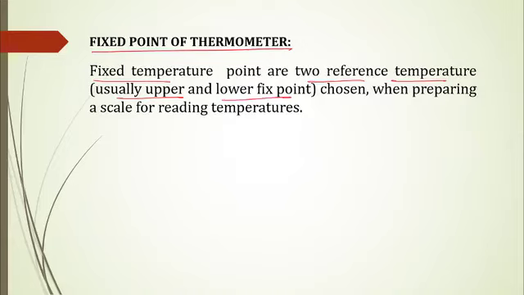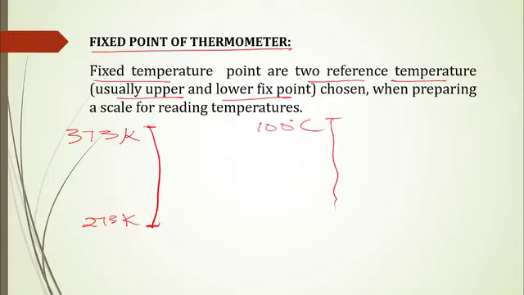So for the Kelvin temperature scale, we would have 373 Kelvin as the higher fixed point or upper fixed point, and 273 Kelvin as the lower fixed point. And for the Celsius scale, 100 degrees Celsius is the upper fixed point, and the lower fixed point is 0 degrees Celsius. And then for the Fahrenheit scale, the upper fixed point is 212 degrees Fahrenheit, and the lower fixed point is 32 degrees Fahrenheit.